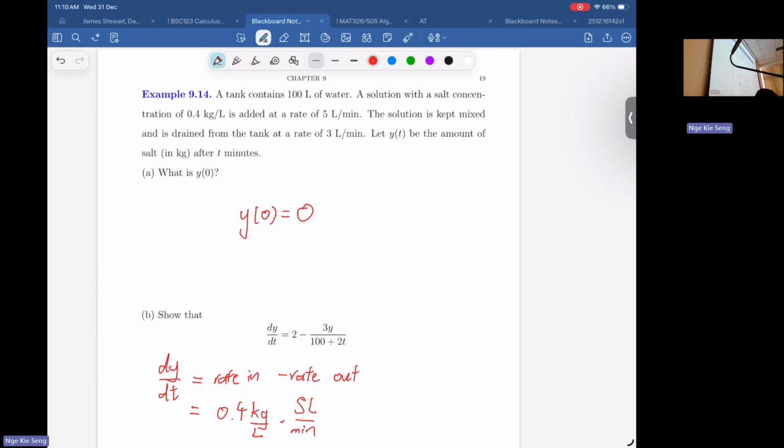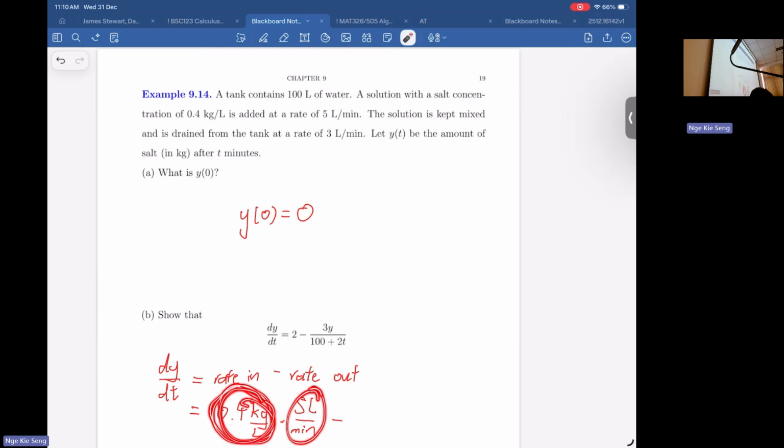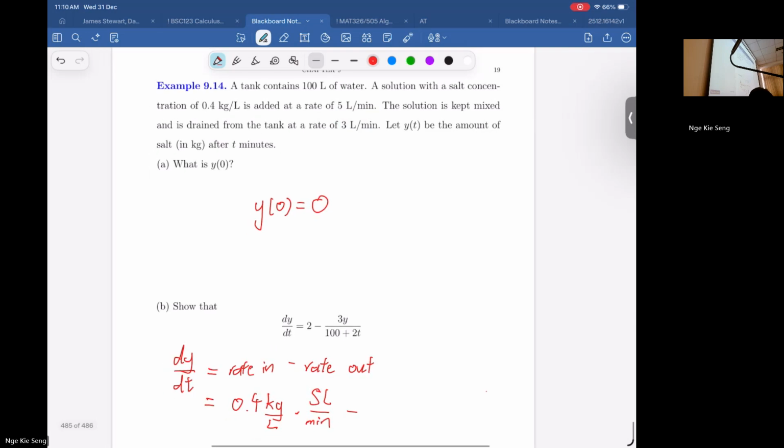How about rate out here? So rate out is different, right? You can see that the rate of going out has become slower, but it also depends on what is already inside your tank. So what should we do? We need to decide the amount of salt, the density of salt actually. Rate out, in terms of liters we know, but how about in terms of density? So we need to decide the internal density. Here's the trick that we need.